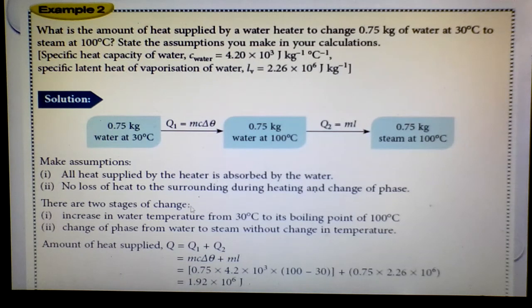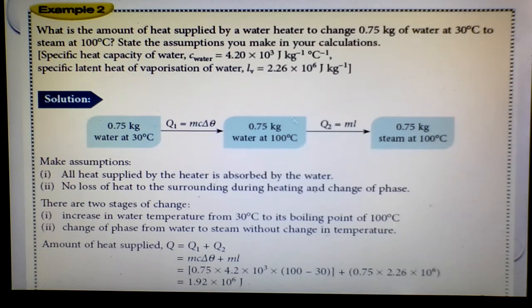There are two stages of change. Increase in water temperature here, from 30 to 100. Change of phase here, water to steam without change in temperature. So what we do is just total up Q1 plus Q2. So Q1 is mc delta theta plus ml. We substitute all the values. Then we get the amount of heat supplied is 1.9210 times 10 to the power 6 joule.